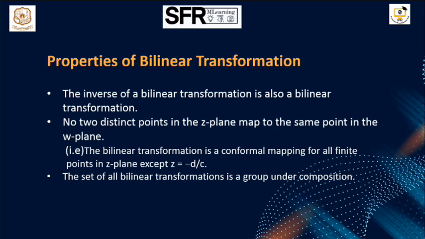The next one is the set of all bilinear transformations is a group under composition. That is, this collection of bilinear transformations holds 4 properties. The first one is the associative property, the second one is the identity property, and the third one is the inverse property, and it also satisfies the closure property, but it is not an abelian group. That is, the commutative property does not hold for this.